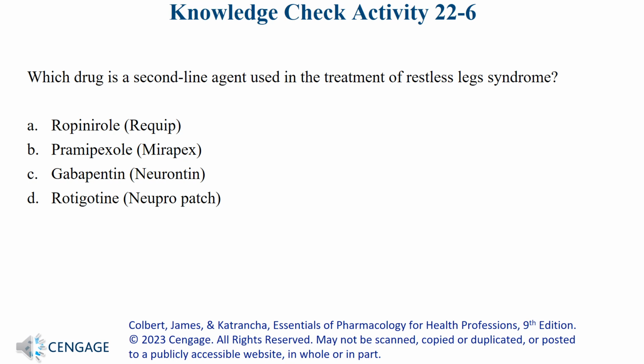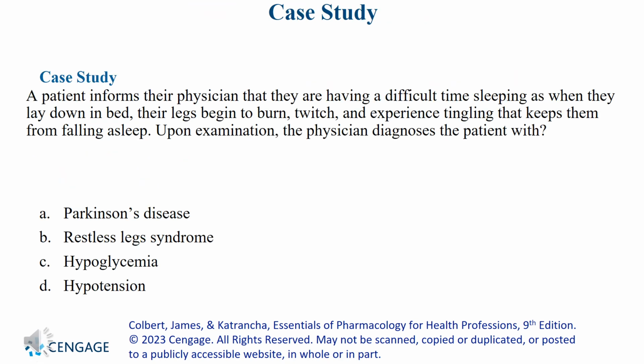Now let's check activity. Which drug is a second-line agent used in the treatment of restless leg syndrome? Look at your choices, write down your answers, and we'll check them at the end of the video. Case study. Our case study is a patient informs the physician that they are having a difficult time sleeping, as when they lay down in bed, their legs begin to burn, twitch, and experience tingling that keeps them from falling asleep. Upon examination, the physician diagnoses the patient with. Look at your choices, write down your answers, and we'll check them at the end of the video.